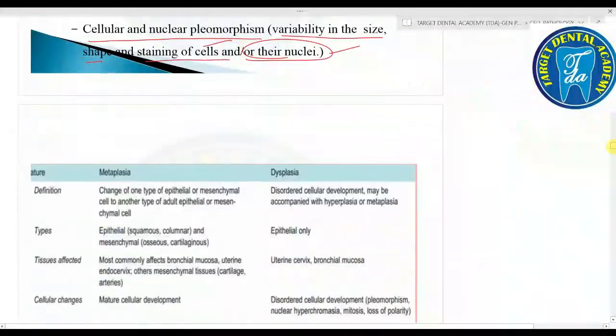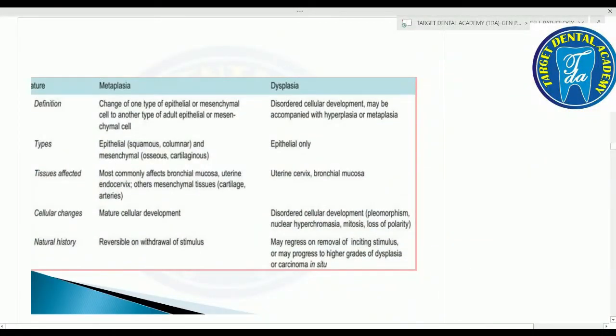After this, important is the difference between metaplasia and dysplasia. By definition, metaplasia is the change of one type of epithelial or mesenchymal cells to another type of adult epithelial or mesenchymal cell. While dysplasia is disordered cellular development which may be accompanied by hyperplasia or metaplasia. The type of metaplasia is epithelial and mesenchymal, while dysplasia is epithelial only.